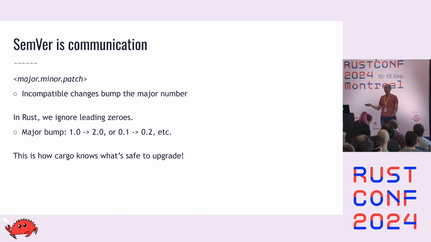And most importantly, this is how Cargo knows what's safe to upgrade. When I run Cargo Update, it will consult the index and take a look at all of the dependencies in my project and see if there is a non-major bump that it could upgrade my project to. And that is what it will include in the log file. So without SemVer, Cargo Update just doesn't work.